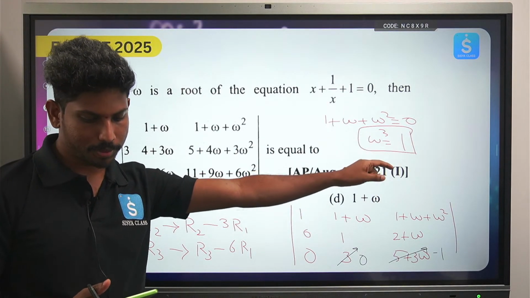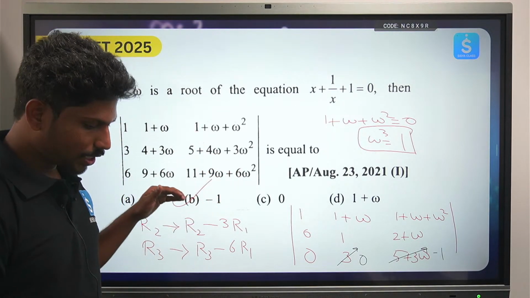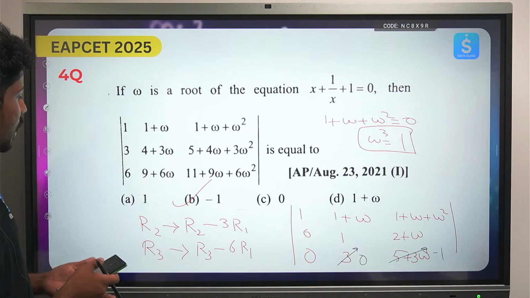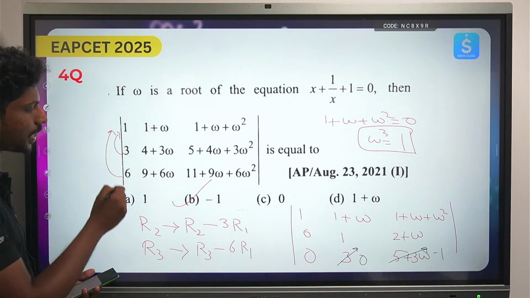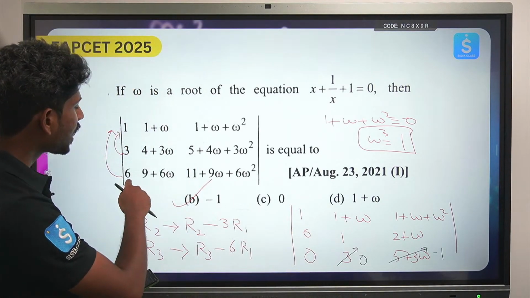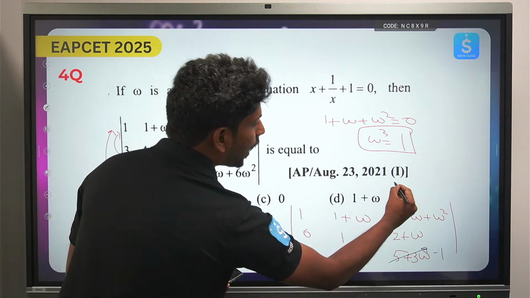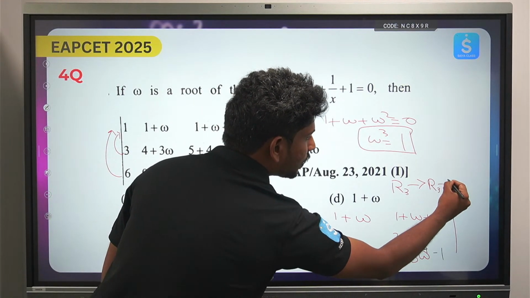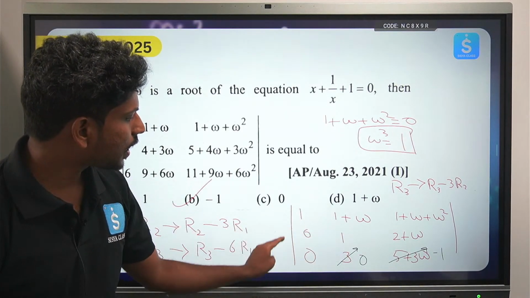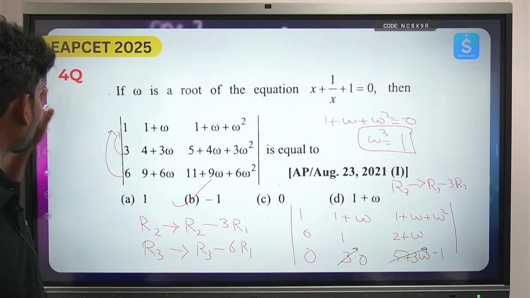If you don't understand, I will explain again. Simply, what I did is two row operations in order to simplify our calculation. First I did R2 gives R2 minus 3R1, R3 gives R3 minus 6R1, because 3 minus 3 becomes 0, 6 minus 6 becomes 0. That is the reason behind taking this sort of operation. After that I took one more row operation, that is R3 gives R3 minus 3R2. From here I got an upper triangular matrix, and from here the product of the diagonal elements: 1 into 1 into minus 1, the answer is minus 1. I hope it's clear.